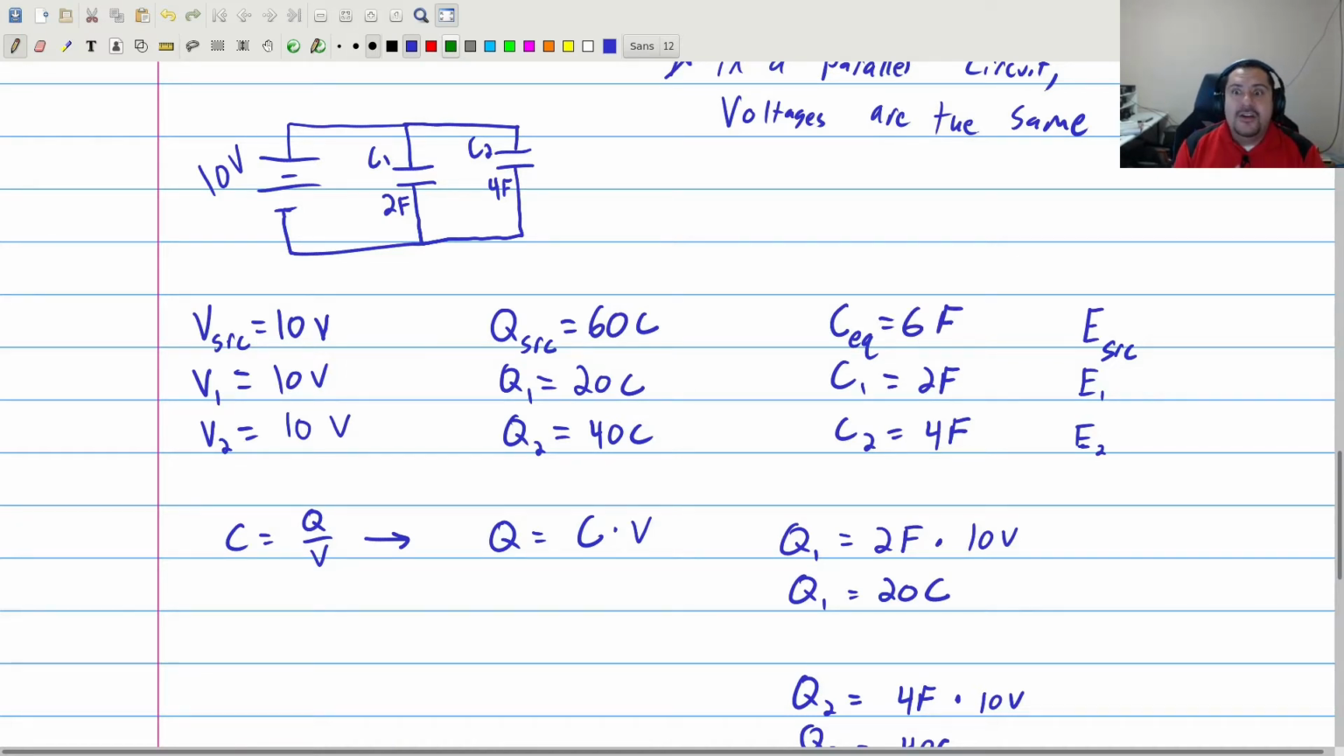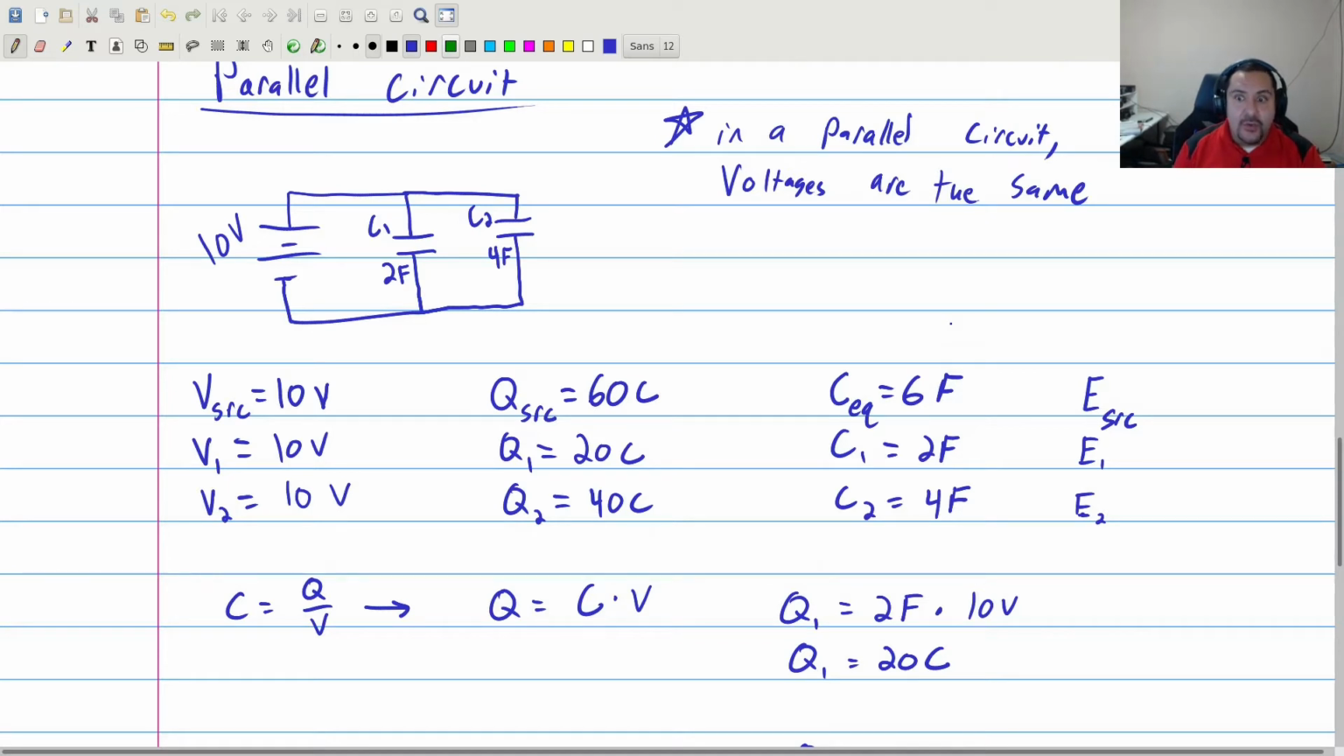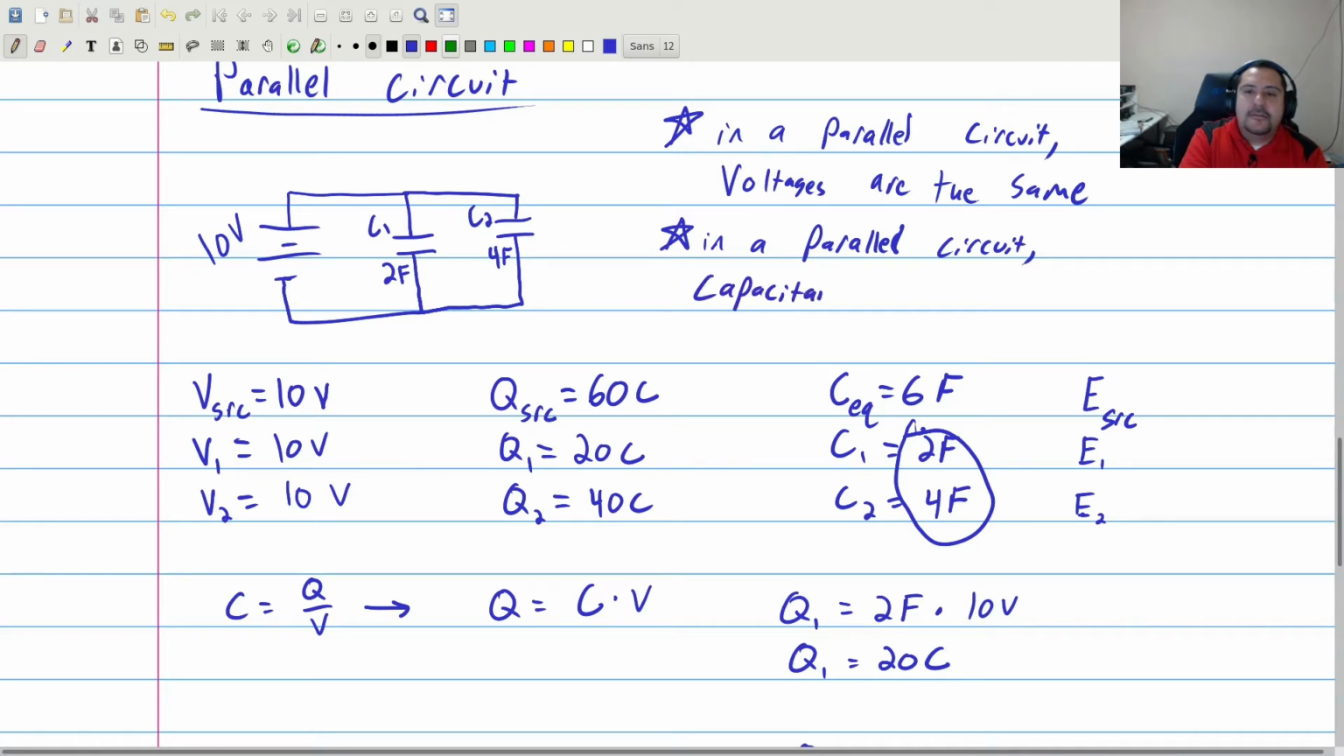Now, you may notice something here that is very important. In a parallel circuit, we can find the equivalent capacitance another way. You might notice that 2 farads plus 4 farads is equal to 6 farads. So, another important thing to know about parallel circuits is, in a parallel circuit, capacitances add.